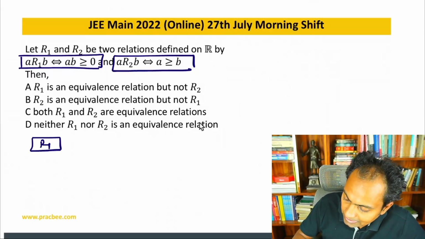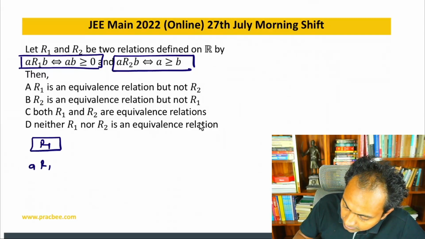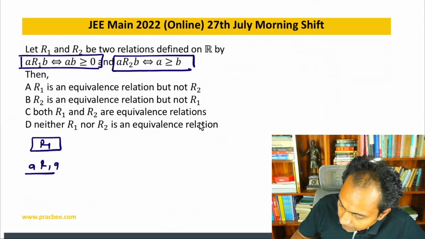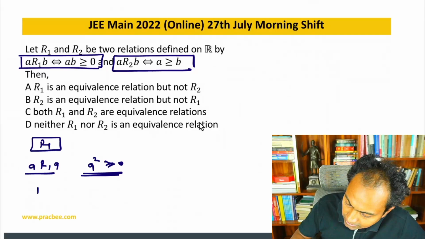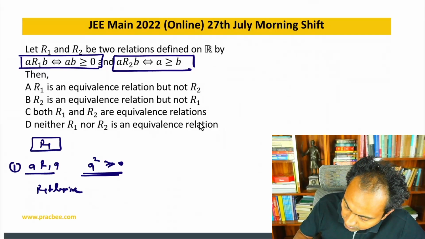You can see that if I put A is related to A, what will happen? This will become A square is greater than or equal to 0, which is true for A belonging to real numbers. So you can see that it becomes reflexive. So the first part, the reflexive part, is correct.